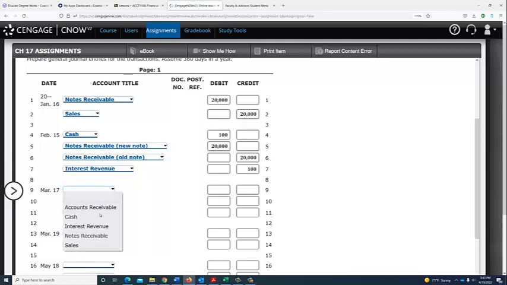Okay, so we are collecting cash for the principal and the interest. The principal was $20,000 and the interest was $116.67.